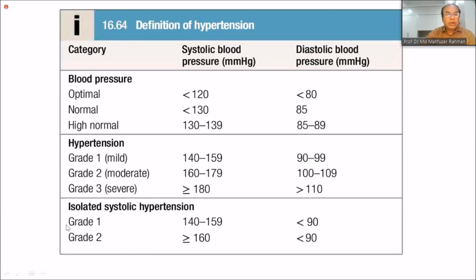And this is important, isolated systolic hypertension. You see grade 1, 140 to 159, and diastolic less than 90. Grade 2, systolic more than or equal to 160, and diastolic less than 90. That is, in isolated systolic hypertension, the systolic blood pressure is more than normal, but diastolic remains within normal, that is less than 90 millimeter of mercury. This is isolated systolic hypertension.